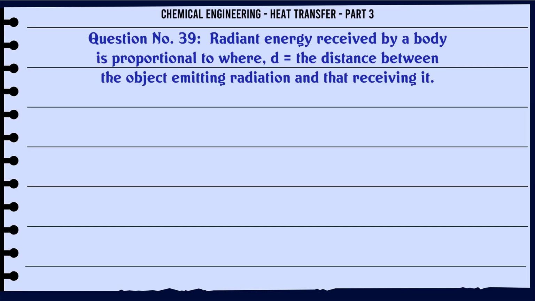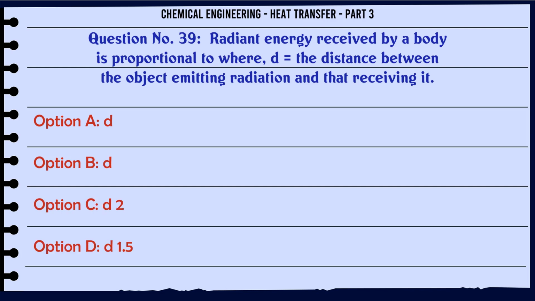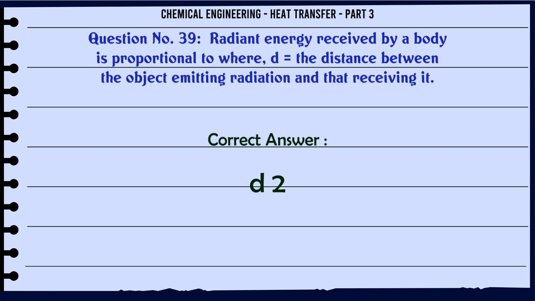Radiant energy received by a body is proportional to, where d is the distance between the object emitting radiation and that receiving it. A. d, B. 1/d, C. d squared, D. d to the 1.5. The correct answer is d squared.